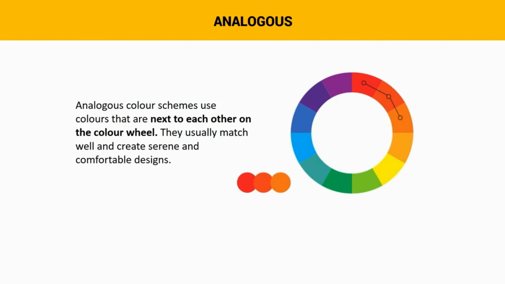Number 4. Analogous. Analogous color schemes use colors that are next to each other on the color wheel. They usually match well and create serene and comfortable designs.